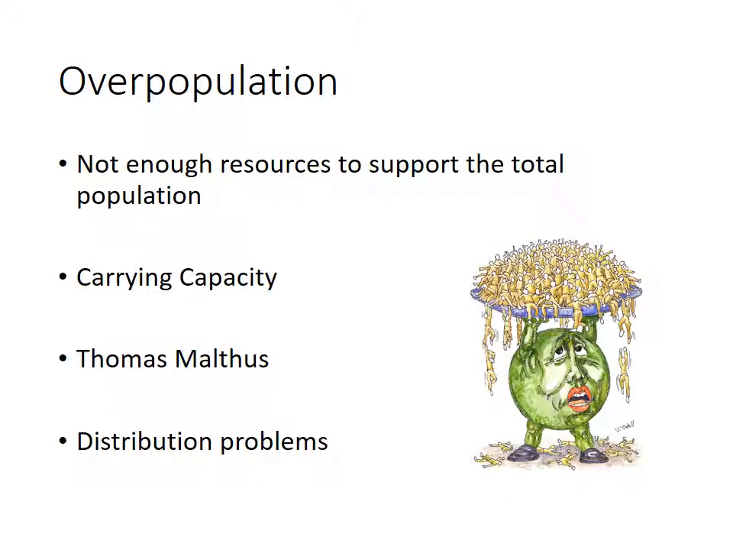Overpopulation is an important topic from chapter 2. You do need to remember that overpopulation doesn't mean too many people, but rather that there are not enough resources in an area to support the population that's living there. That's when people are going to start going hungry or going without water or going without medical care.